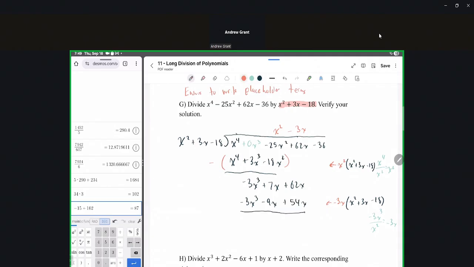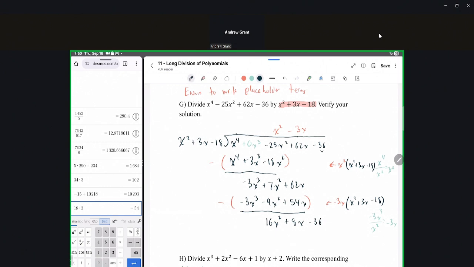Okay, and we just minus this off. So negative 3x cubed minus negative 3x cubed, just checking my multiplication here, is 0. 7 minus negative 9 is 7 plus 9, so that's going to be 16x. 62 minus 54 is going to give us 8 of the x variety, 8x, and then we're going to bring down the minus 36.